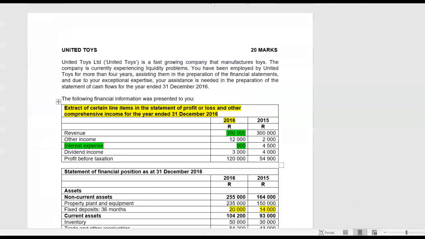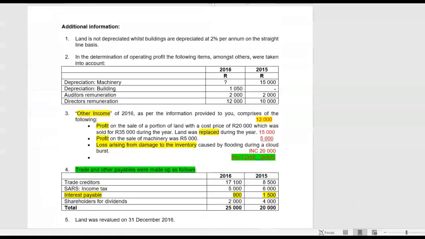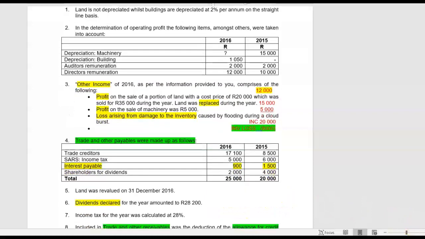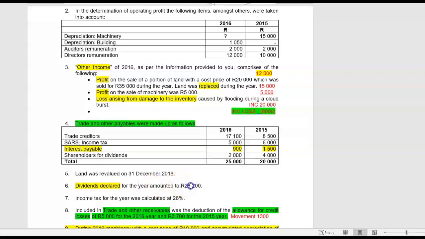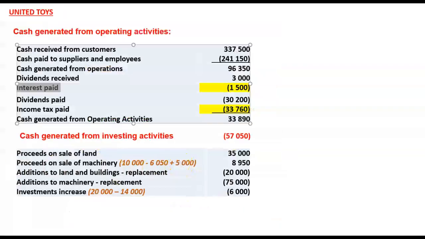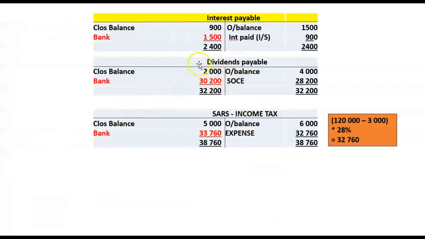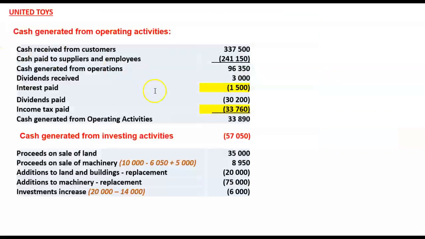Dividends paid, they gave us that figure in the question. They said we had shareholders for dividends in the beginning of the year, 4,000 Rand. We had shareholders for dividends at the end of the year of 2,000 Rand. And then they also told us that the amount of dividends declared for the year was 28,200 Rand. So similarly, like the interest, we're going to restructure that shareholders for dividends account. Opening balance 4,000, closing balance 2,000, dividends declared 28,200. So that then means that our balancing figure, 30,200, would have been actual dividends paid for the year.